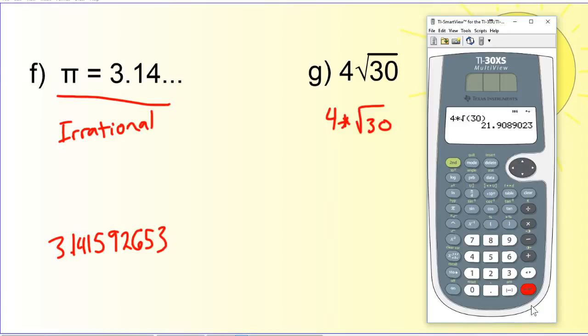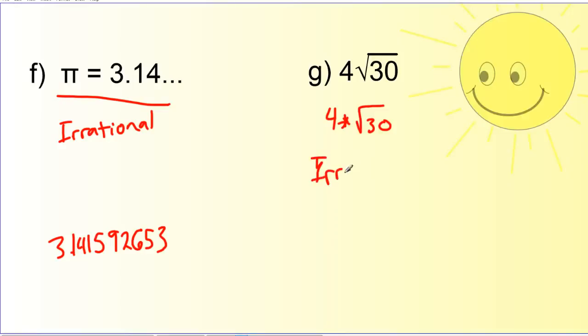Okay, that's what it's given us: 21.9089023. Does it look like it stops? As far as it shows, no. That's as much as it shows us on the calculator. Do you see a repeating pattern? I don't. Therefore, the only thing we could determine, based off the evidence we have, is that this is an irrational number.